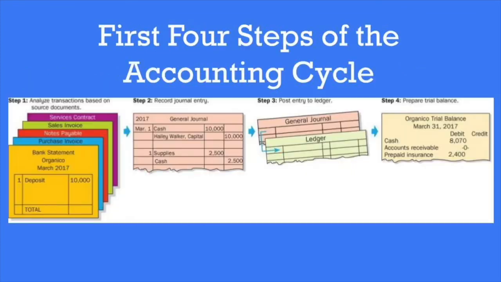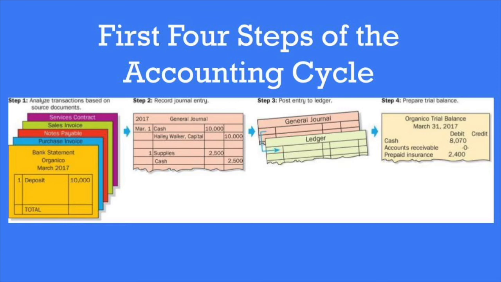We'll look at the first 4 steps in the accounting cycle here. The first step really is to analyze the transactions based on the source document. That's looking at what's happened and determining, is this an accounting event? And second, what are some of the issues with regards to it? What's being debited? What's being credited, for example? Then we're going to record the journal entry. Then we're going to post the entry to the ledger. And then we're going to prepare the trial balance. So for the purposes of this, we're looking at these first 4 stages, okay?